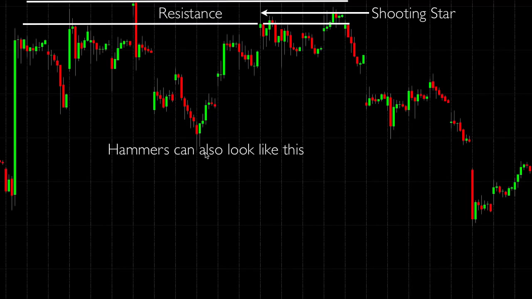I just want to show you how a hammer can look. We've got a red hammer and a green hammer. And again, just to show that sometimes they're perfect and sometimes they're not. But in this situation you've got two hammers in a row, which is called tweezers. And that is also a very powerful signal because we're getting a 2 times trigger in a row. We're seeing these sellers being pushed up on both bars.